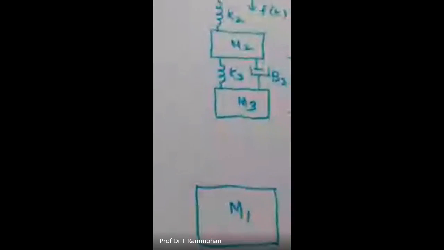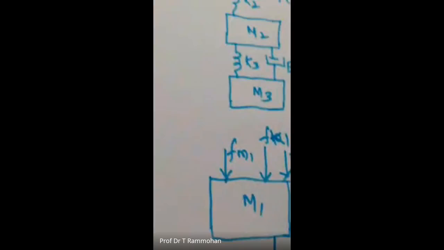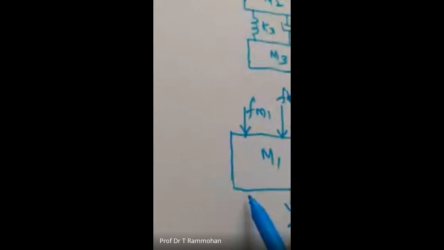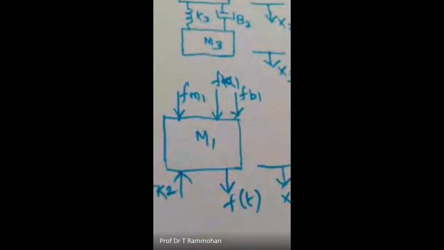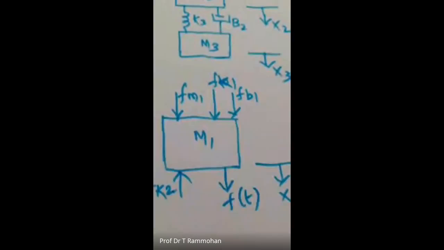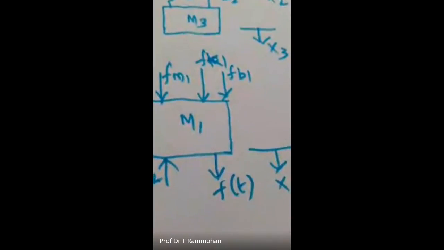Okay. So M1. There are three components connected with mass 1, FM1. And this is the opposing force by K1, FK1, and this is another opposing force by B1. At the bottom side we have a spring, so you do have a force FK2. So is it clear? The free body diagram. You can type your answer.